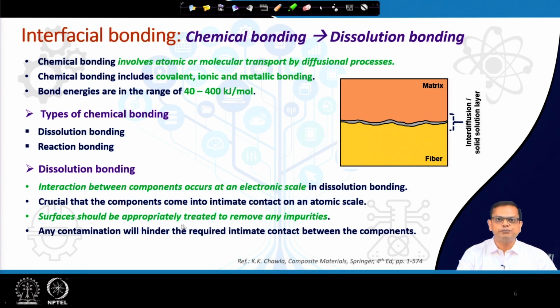Surface should be appropriately treated to remove any impurity. That is again an important factor. Yes, surface should be free from any contaminants. If there is any contamination on the surface, that would actually restrict the diffusion process. So, obviously the surface should be clean, free from contamination to have good dissolution bonding.